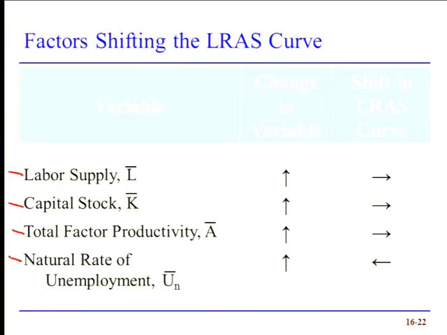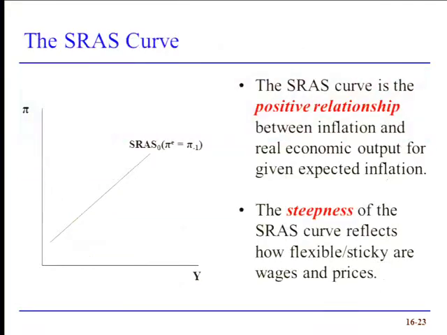If the natural rate of unemployment goes up, it tells us the efficiency with which the labor market is matching job seekers with job openings has gone down. So potential output will actually fall and will shift to the left. And finally, our short-run aggregate supply curve. Again, a positive relationship.